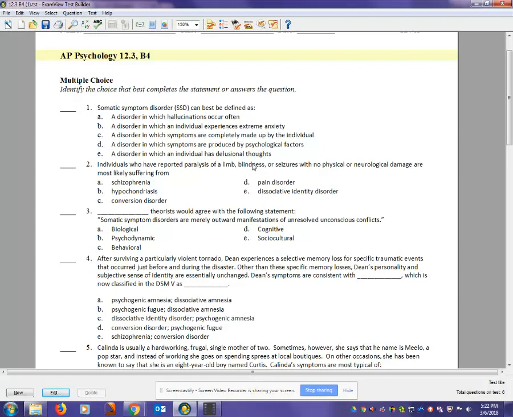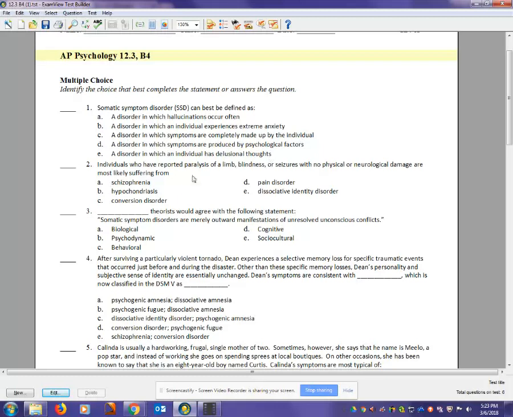They're going to do lots of tests on you to see what's going on. If you're suffering from a somatic symptom disorder, that's a disorder in which symptoms are produced by psychological factors. So when they run those tests, they're not going to find any issues with your actual vision. You can see, but for some reason your mind isn't allowing that. It's not hallucinations or extreme anxiety, although this can be a cause, that's not the definition. They're not made up by the individual. These are actual experiences of them, so they're not delusional thoughts. They are physically feeling these things. So that's why it's D.